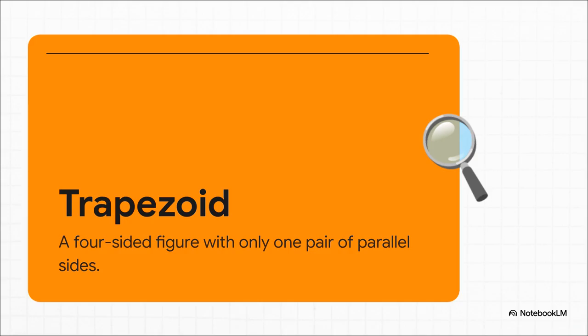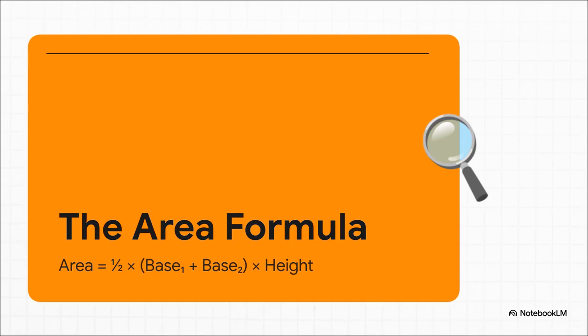That's a trapezoid. And here it is, the key to the whole operation, the formula for its area. All you do is add the two parallel sides. We call those the bases. Multiply that by the height, and then just chop the result in half. It's a beautifully simple formula, and as we're about to see, it is incredibly powerful.